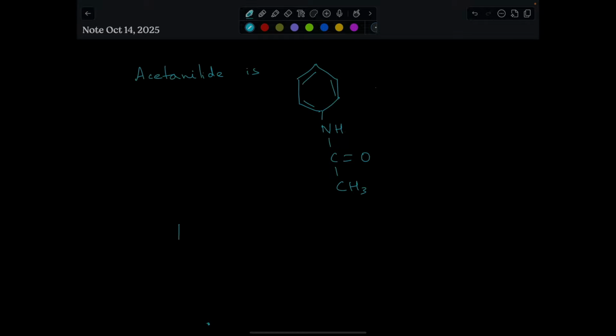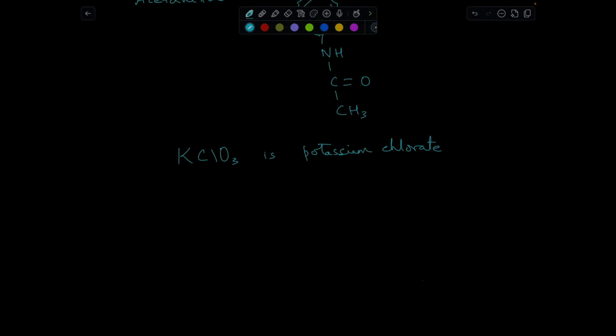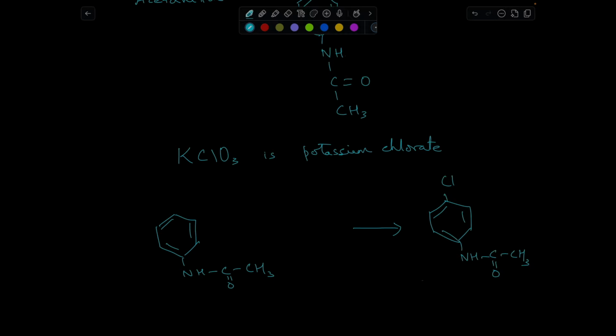Potassium chlorate is KClO3. So in this reaction, we have acetanilide reacting with KClO3 to give us parachloroacetanilide. And we are doing this in the medium of glacial acetic acid using concentrated HCl as a catalyst.